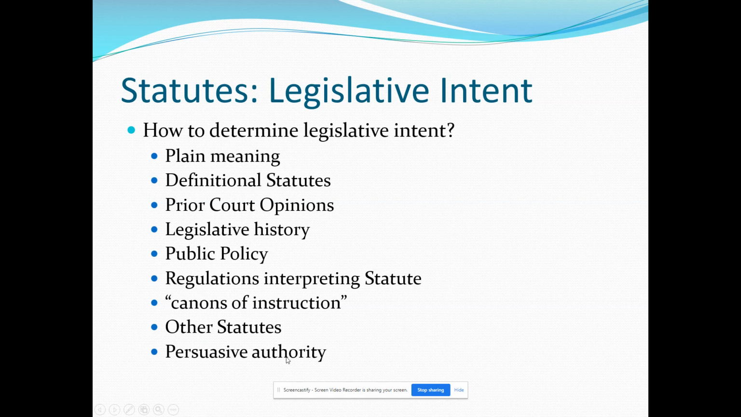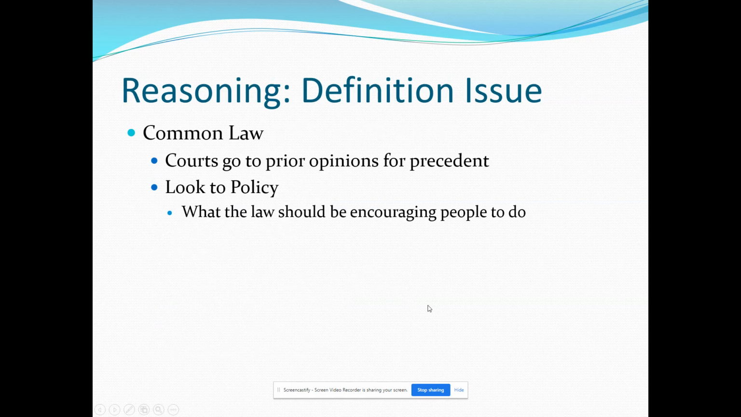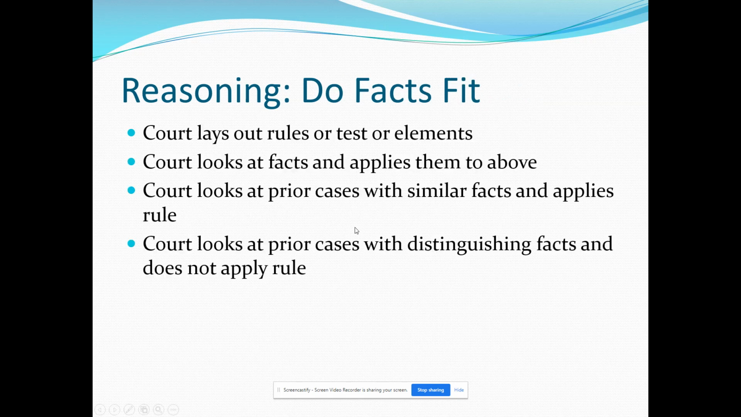Other statutes, persuasive authority, there's a bunch of different things that they look to when they're trying to figure out a meaning of a word in a statute. But really what you'll see the most often is this: what's the plain meaning? Yeah, and they'll look to see how this word has been interpreted in prior opinions for precedent, right? And the public policy.